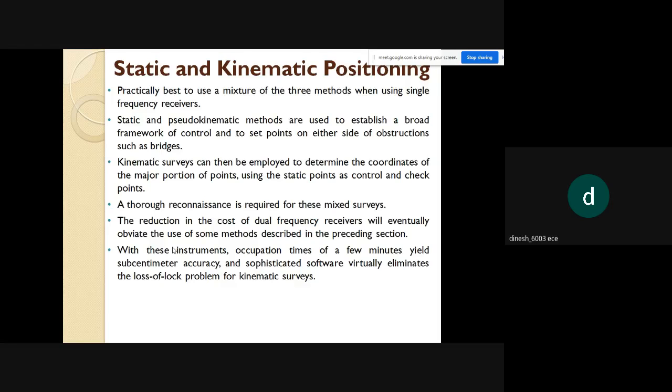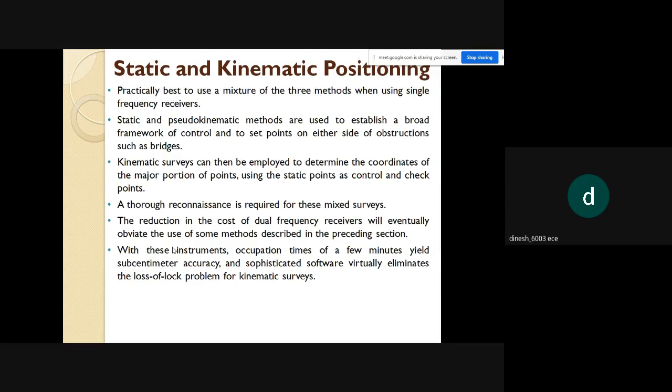So how do we see all these three different surveys? Practically you can have a mixture of all the three methods depending upon the application on a single frequency. We can use any of these three methods in a single device. If that is used, it will be more effective. If you want to determine static positioning, we can easily find static. If you want kinematic, we can easily determine kinematic movement of the objects live. If you want to do pseudo kinematic, that also can be done easily.